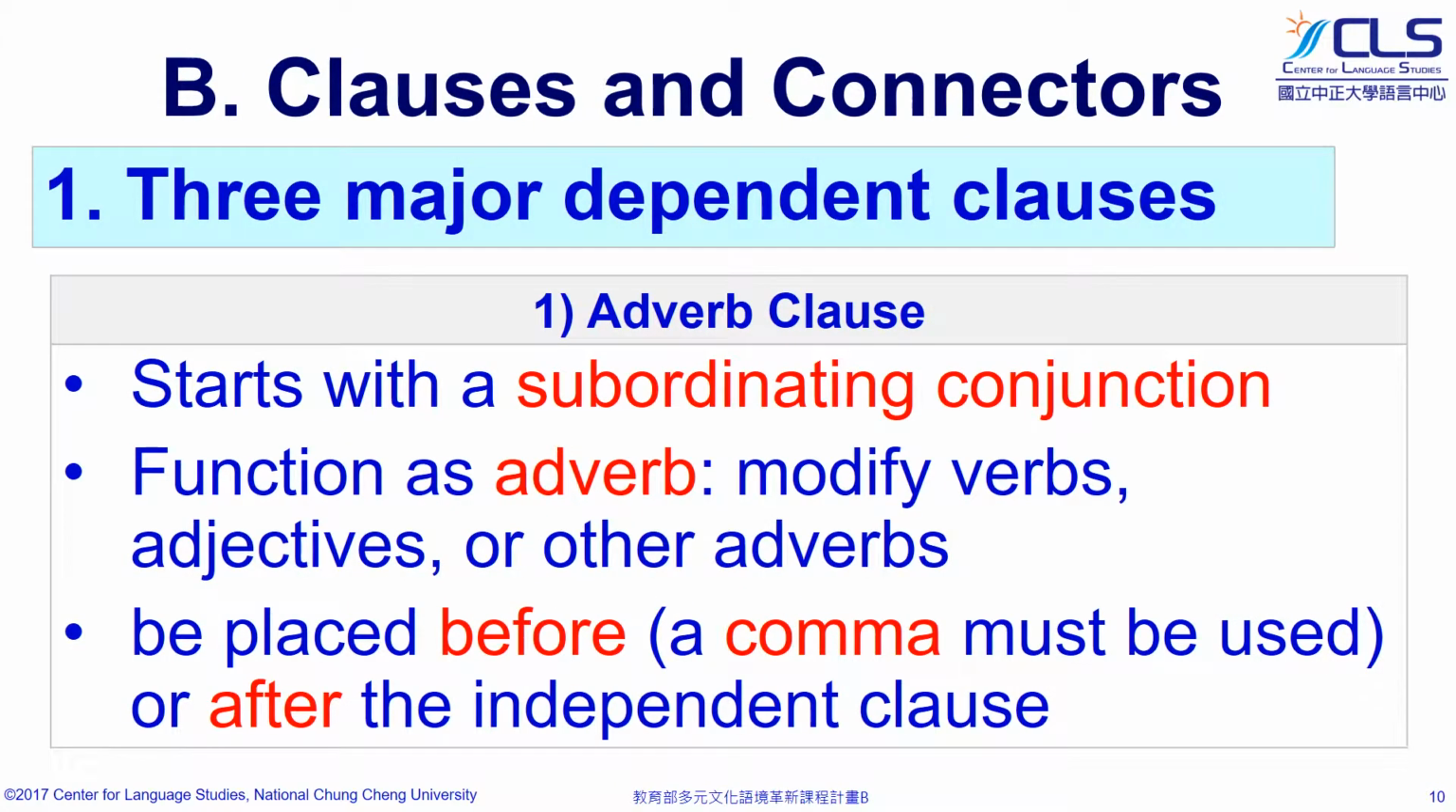Now let's take a look at the three major types of dependent clauses. First is the adverb clause. An adverb clause starts with a subordinating conjunction, and it functions as an adverb to modify verbs, adjectives, or other adverbs. When the adverb clause is placed before the independent clause, a comma must follow the adverb clause.